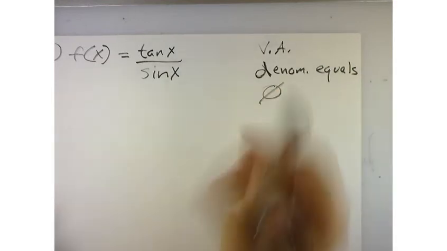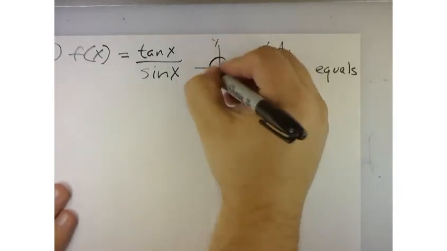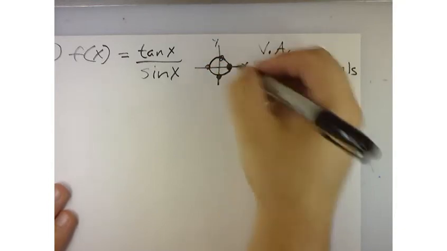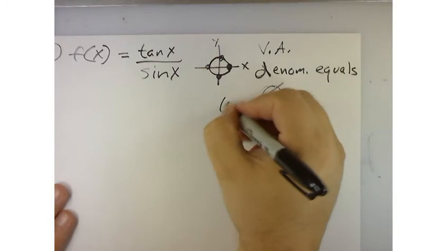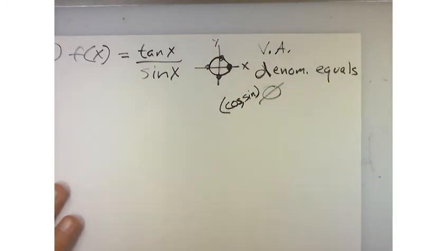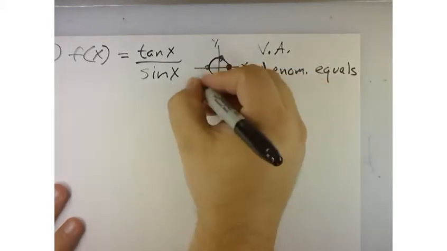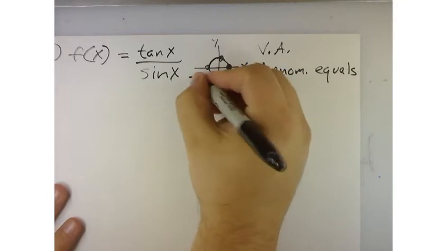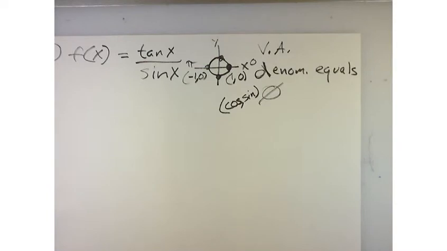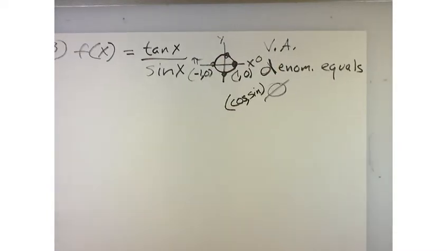So when does sine equal 0? Well, if we look at our unit circle, we remember that it's always going to be cosine comma sine. And so sine equals 0 at 1 comma 0 and negative 1 comma 0, which occurs at pi and 0. So basically multiples of pi.